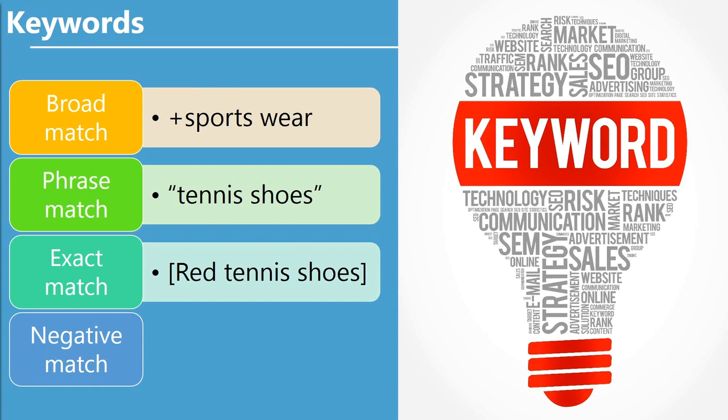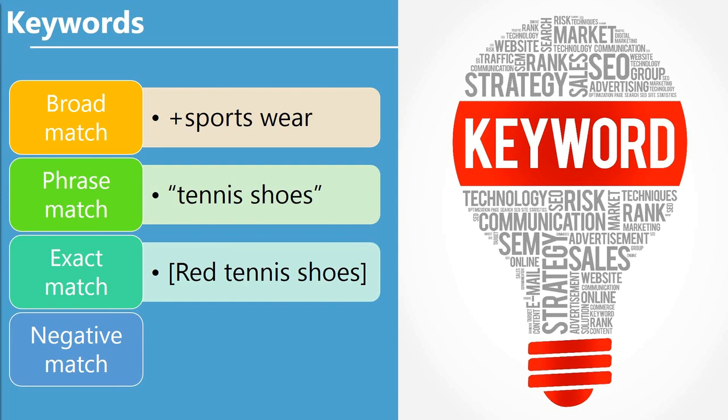Say you sell red high heels. You won't gain traffic for anything other than red high heels if you set exact match. Red tennis shoes won't show up. If you've put in red tennis shoes, you won't get blue tennis shoes. You won't get results for orange tennis shoes. It won't show for tennis shoes either. It would only have to be red tennis shoes.